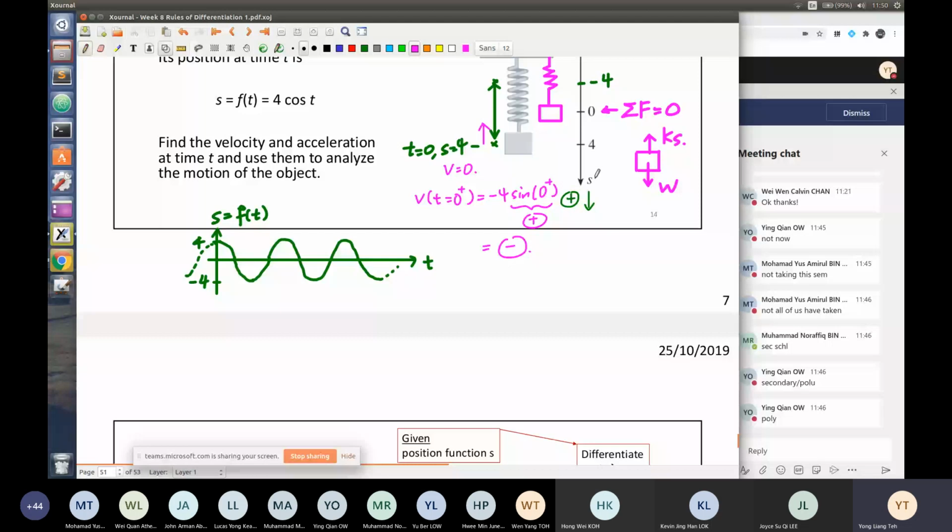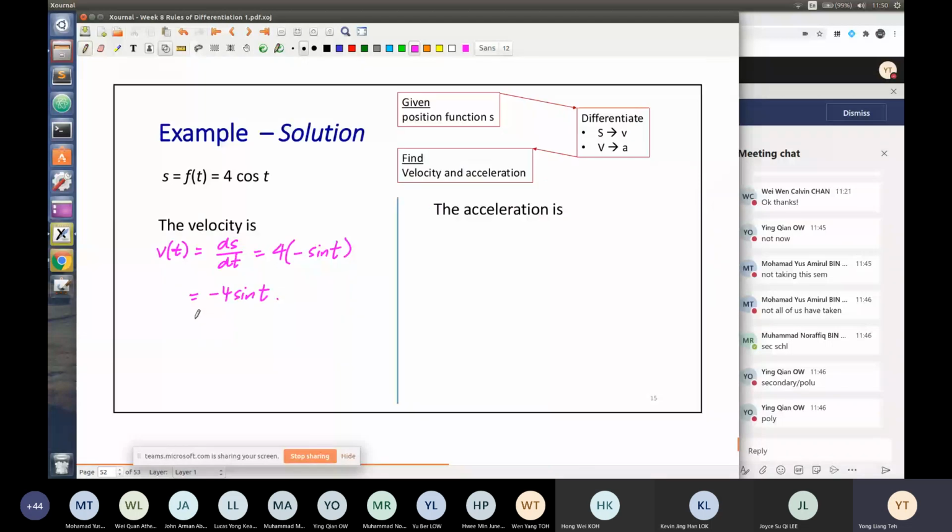So I hope you see the relationship between the function here and the motion of the object. That's what I meant by physical meaning. Understand the physical meaning of your mathematical equations. So this is my velocity, right?